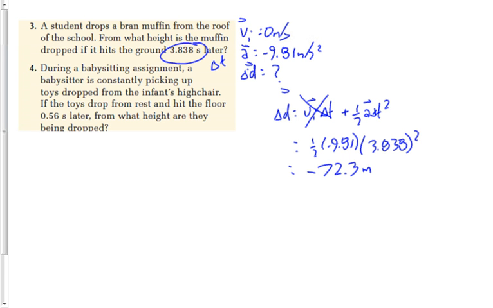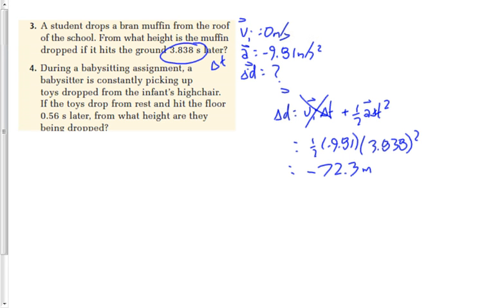Number 4. During a babysitting assignment, a babysitter is constantly picking up toys dropped from the infant's high chair. You know why the baby drops them? Because the babysitter keeps picking them up. Stop picking them up. Maybe the baby will stop dropping them, right? The baby is smart enough to condition the babysitter into picking up the toys. Look, if I drop this, the babysitter will pick it up. Ha-ha.